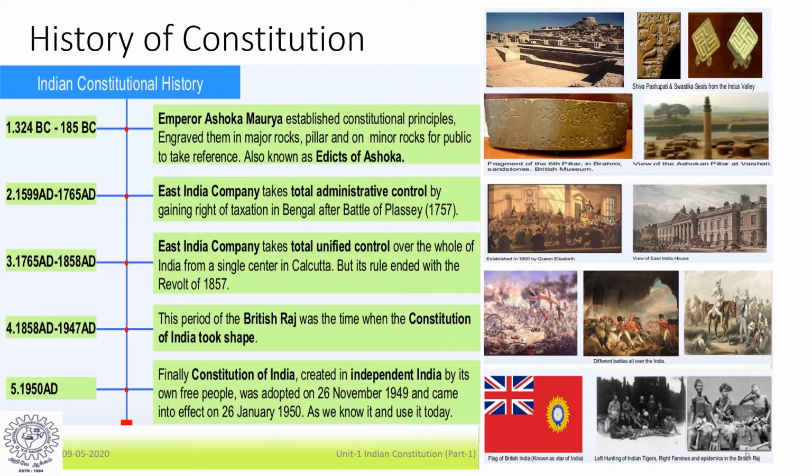During the period of 1858 AD to 1947 AD, it is a period of British Raj. During this period, the Indian Constitution took a shape. The main stages of its evolution were during this period.